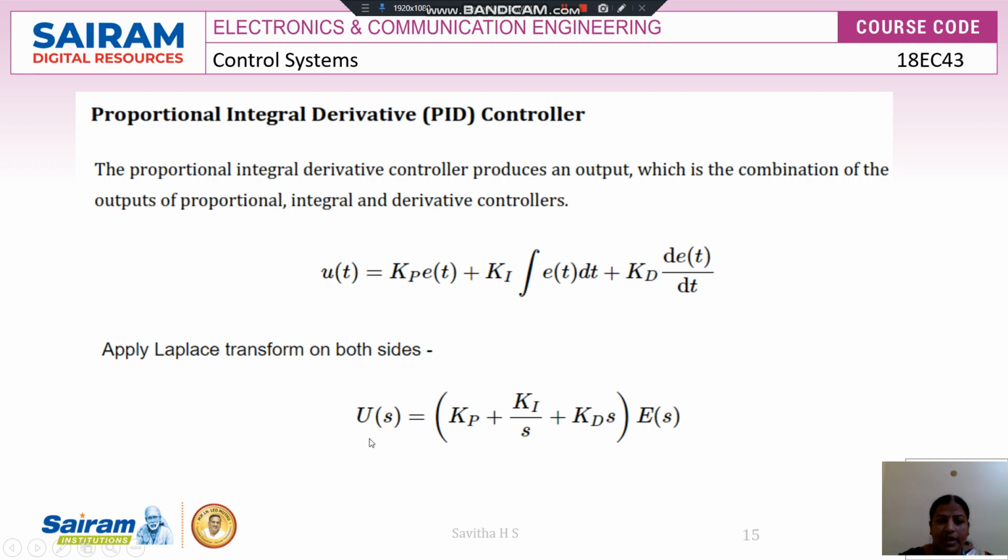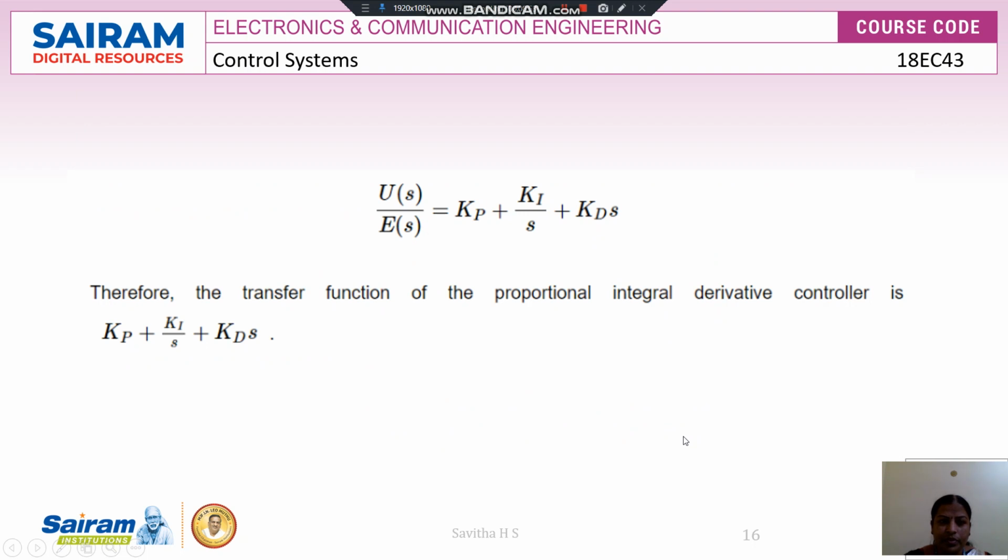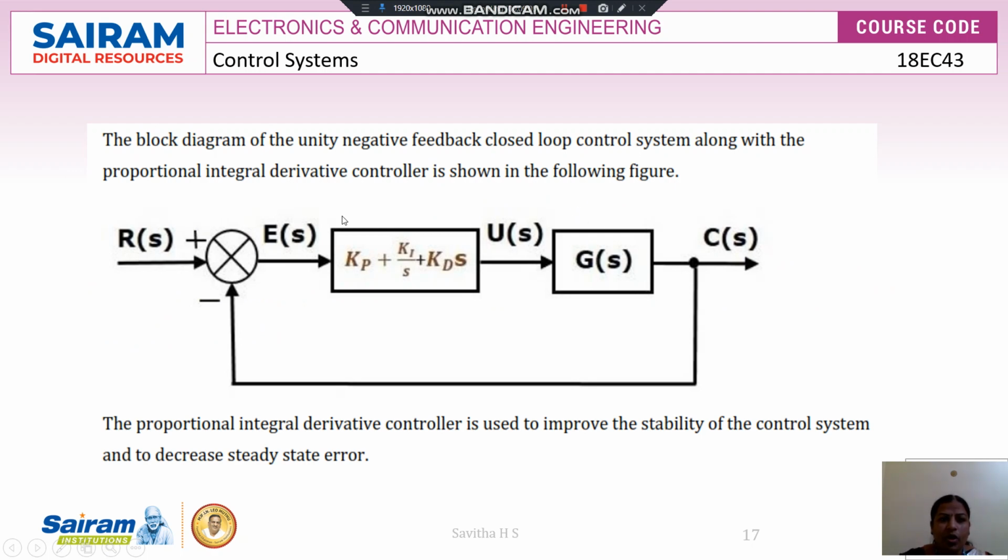For this expression also I need to take the Laplace transform. On both sides, U of s is equal to Kp plus Ki by s plus Kd into s, and in all the terms E of s is common, so I have taken E of s as common. Now this is the transfer function. Therefore, the transfer function of the proportional integral derivative controller is Kp plus Ki by s plus Kd into s. Now we'll see the block diagram of this.